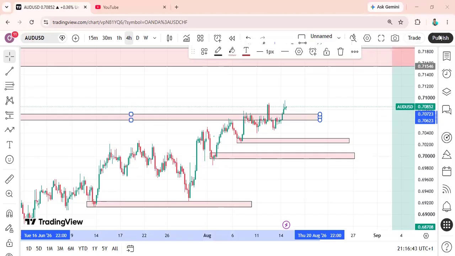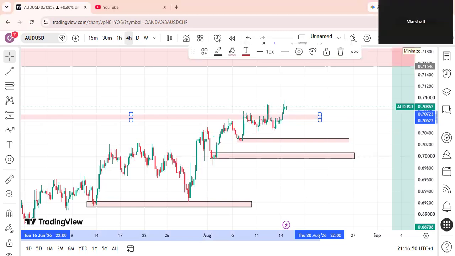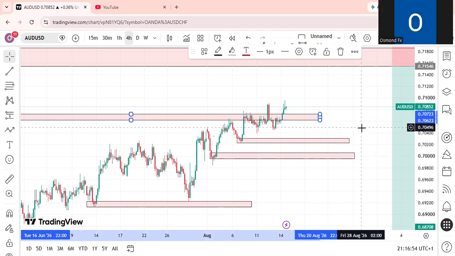What's going on? Why is my screen going blank? What's going on? Can you guys even see me? See my screen? Yes. I don't know what's going on over here. Okay.